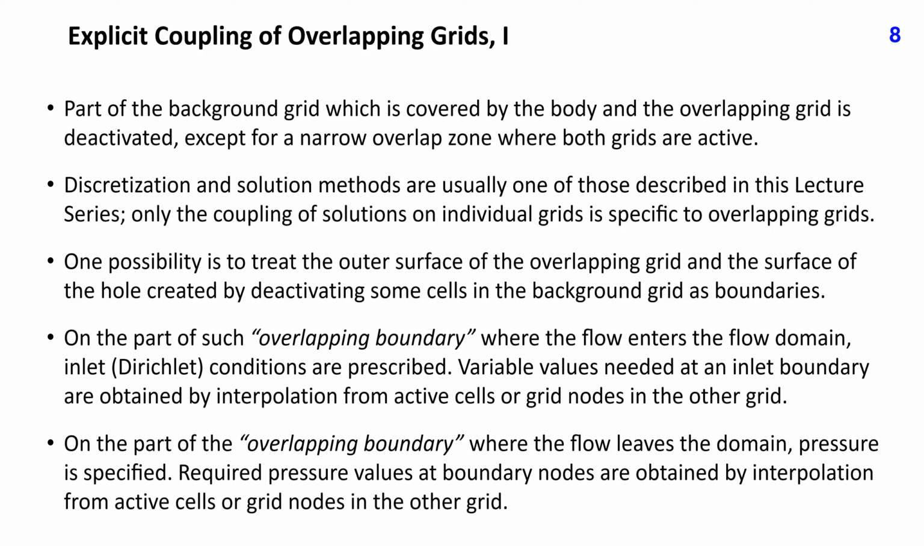One possibility is to treat the outer surface of the overlapping grid and the surface of the hole created by deactivating some cells in the background grid as boundaries. On the part of such overlapping boundary, where the flow enters the solution domain of a particular grid, inlet or Dirichlet conditions are prescribed. Variable values needed at an inlet boundary are obtained by interpolation from active cells or grid nodes in the other grid. On the part of the overlapping boundary where the flow leaves the solution domain, pressure is specified. Required pressure values at boundary nodes are obtained by interpolation from active cells or grid nodes in the other grid.